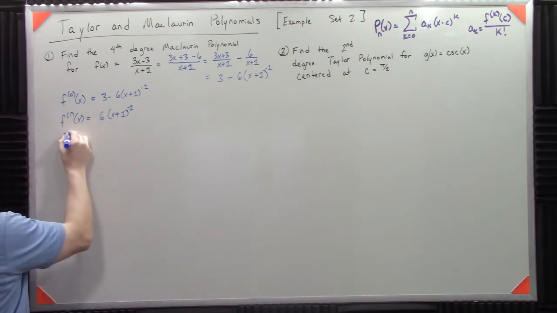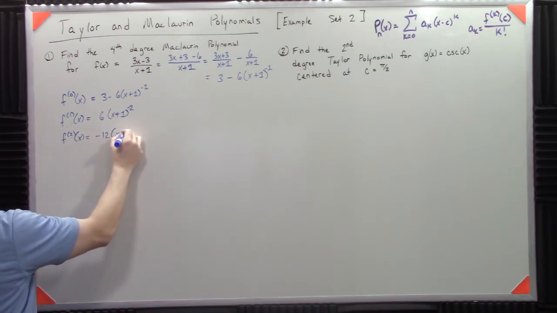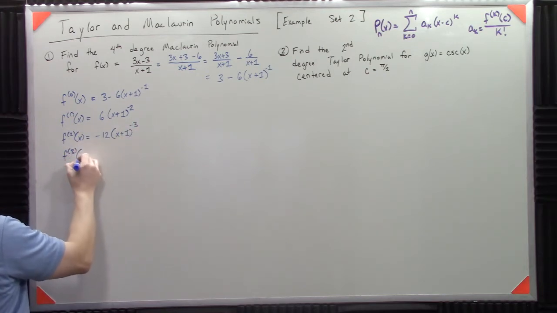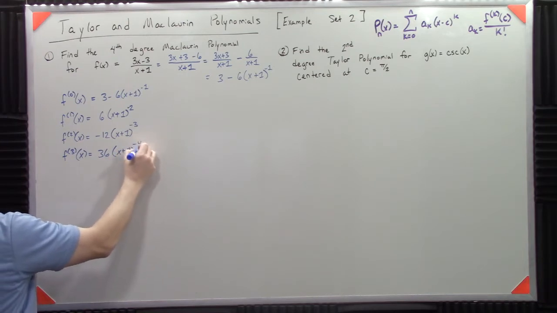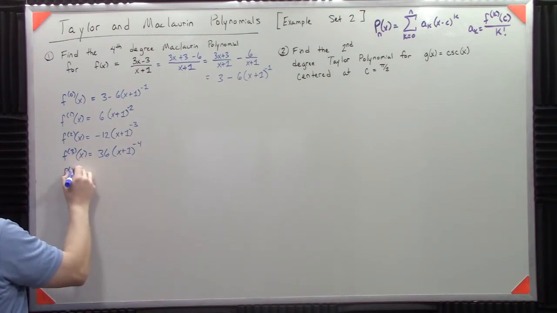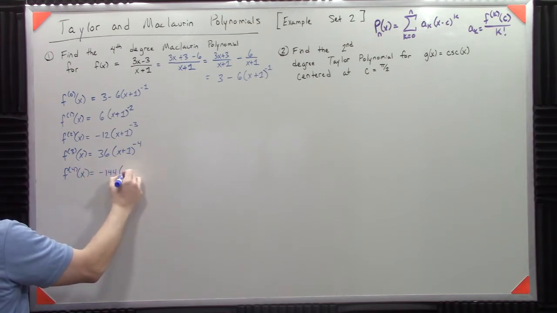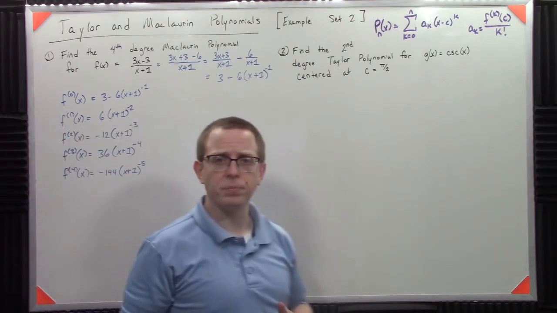So when we take the second derivative, we get negative 12 x plus 1 to the negative 3. We take the third derivative, we get 36 x plus 1 to the negative 4. And finally, when we take the fourth derivative, we get negative 144 with x plus 1 to the negative 5.